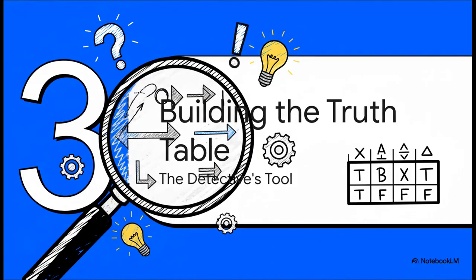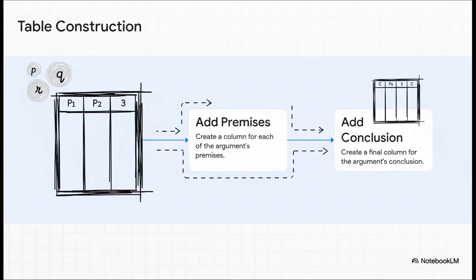Now, to test this thing properly, we need a special tool. For a logic detective, the ultimate gadget is the truth table. It lets us check out every single possibility, no guesswork involved. And building it is just a simple step-by-step process. First, we list our basic variables, P, Q, and R. Then we make a column for each of our 3 premises, our clues. And finally, one last column for the conclusion. This whole setup is going to let us see everything all at once.